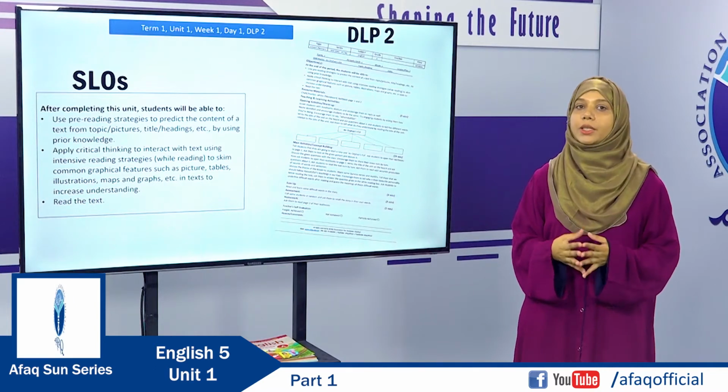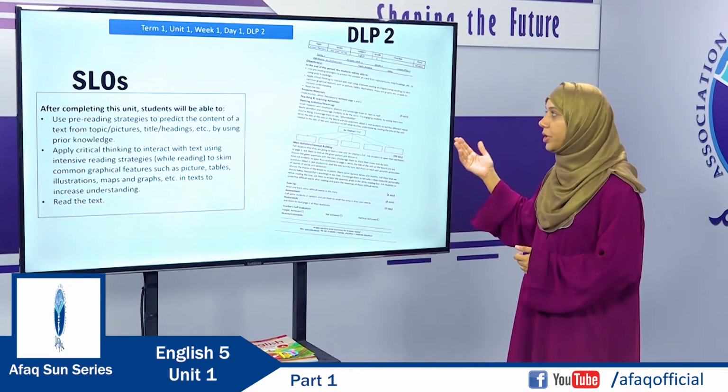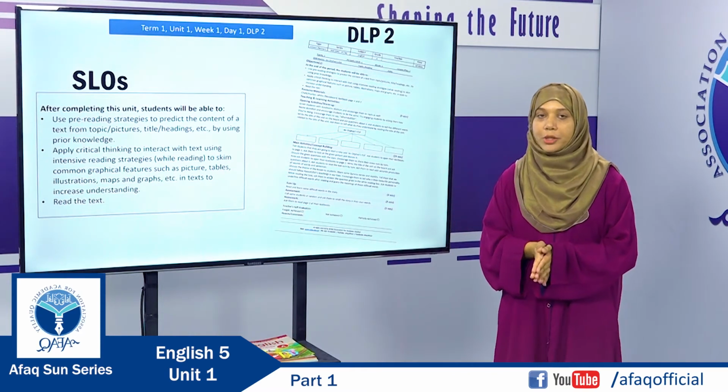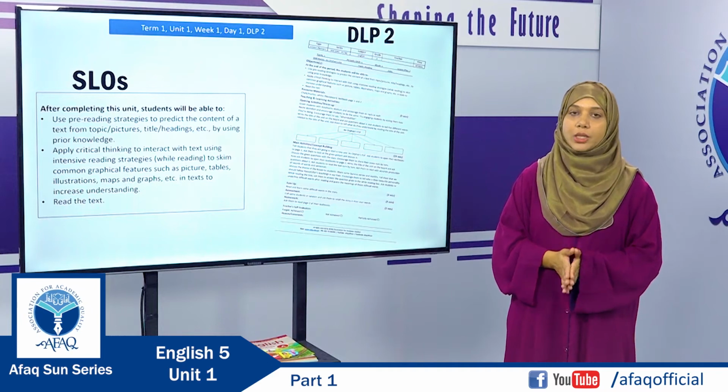AFAQ has provided complete methodology to cover these SLOs in DLP2, which will be covered on the first day of first week of Unit 1, Term 1.